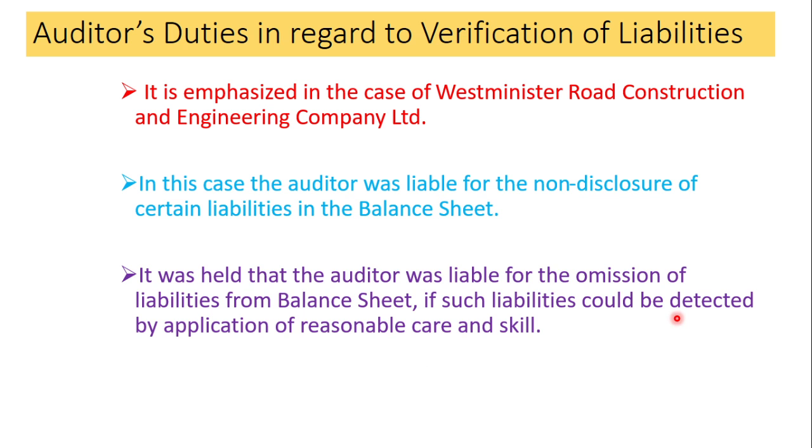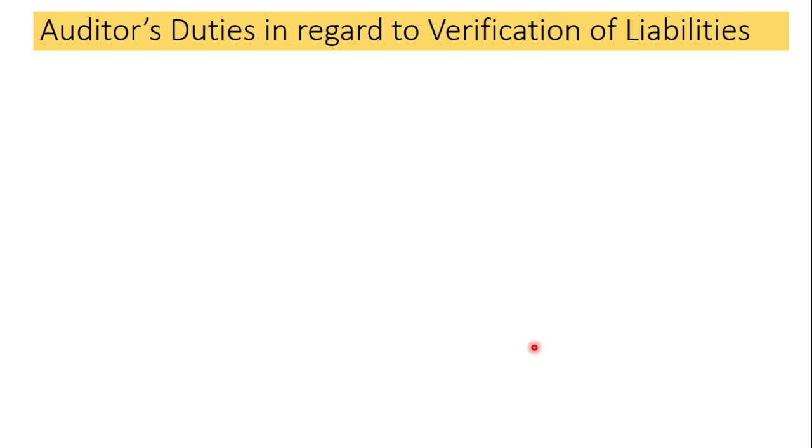If such liabilities could be detected by the application of reasonable care and skill, and even though he could do it, he has not applied the reasonable care and skill, and certain liabilities are omitted from the balance sheet, then he will be held responsible. So he was held responsible in this case because of this.